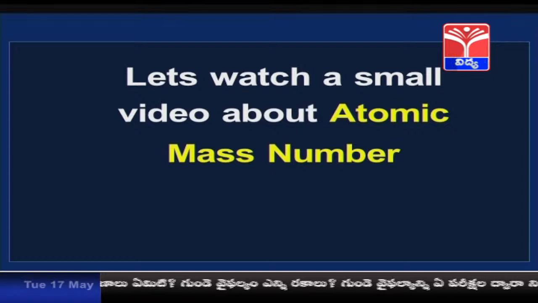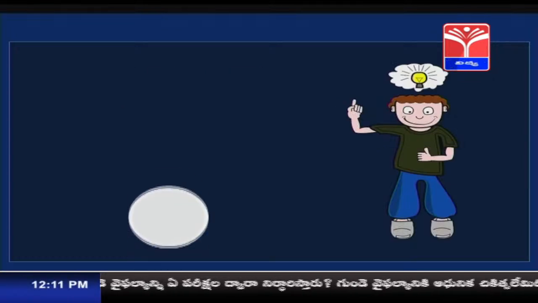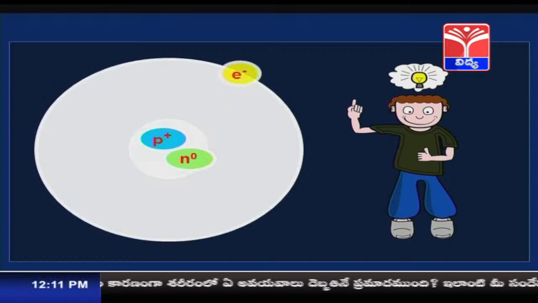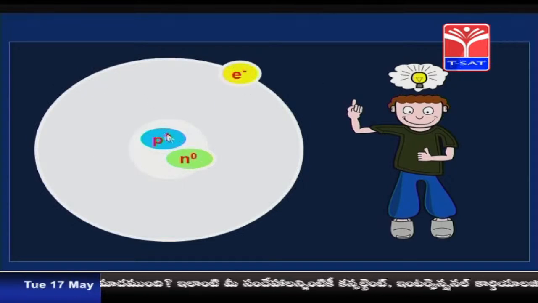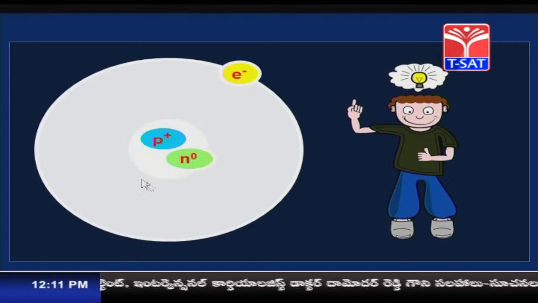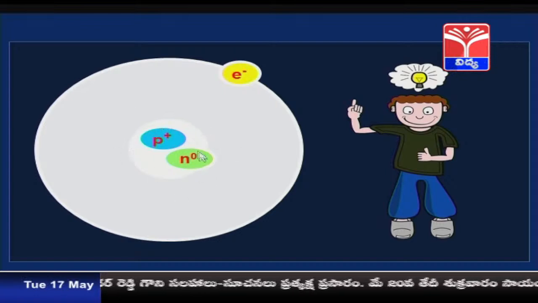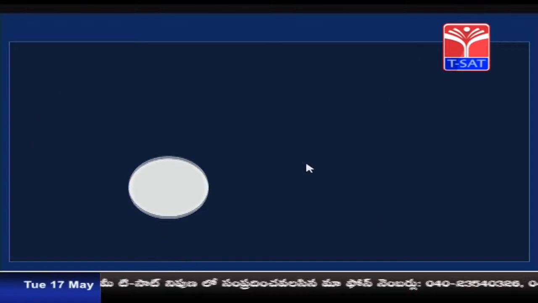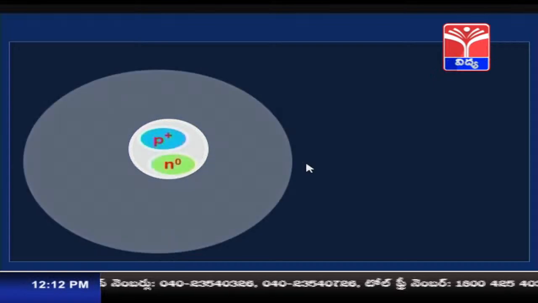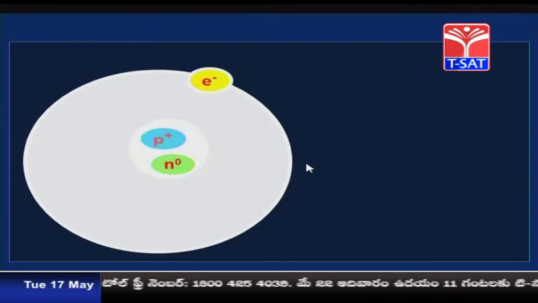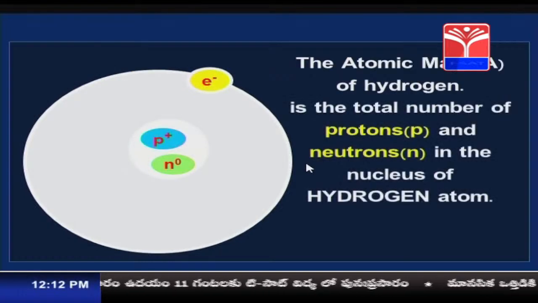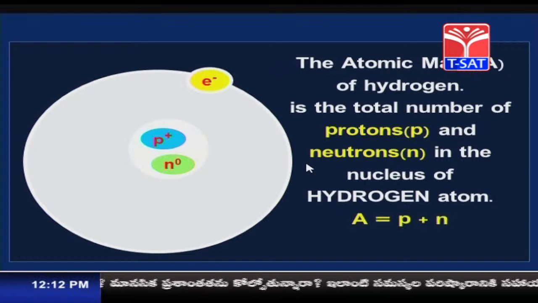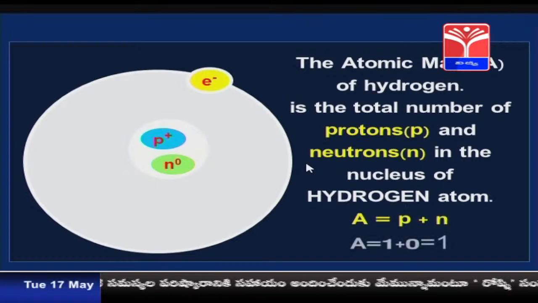We will take the example of the same hydrogen atom. Now, it is the nucleus of hydrogen atom, one proton, one neutron and one electron is revolving around it. Now, inside the nucleus what are present? Protons and neutrons. Now, what is their sum? Their sum is nothing but the number of protons and neutrons inside the hydrogen atom. It is the mass number. Let us observe once again, inside the nucleus one proton and one neutron. The atomic mass of hydrogen is the total number of protons and neutrons in the nucleus of hydrogen atom, that is A equal to P plus N, number of protons plus number of neutrons.